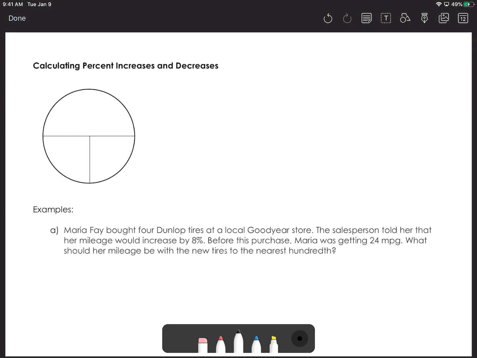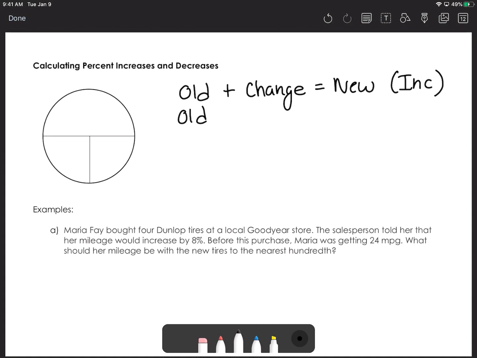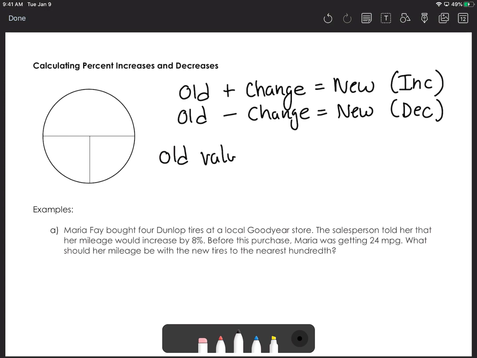And in order to have some kind of change, we're going to have the old value plus the change will give us the new value, and this would be if we have an increase because we're adding the change to it. And then we would have the old value minus the change would give us the new value when we're talking about decrease. Now, when we're talking about percent increase and decrease, the old value is always going to represent the base, which is our original 100%.